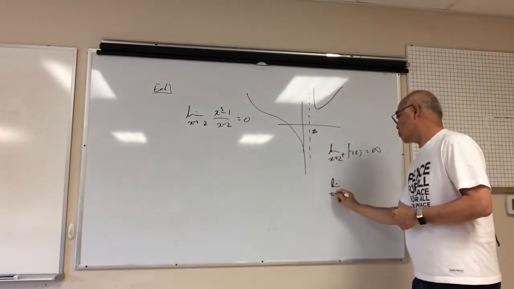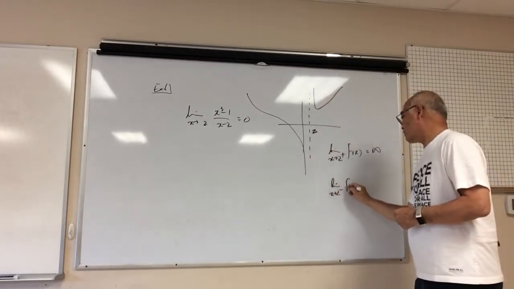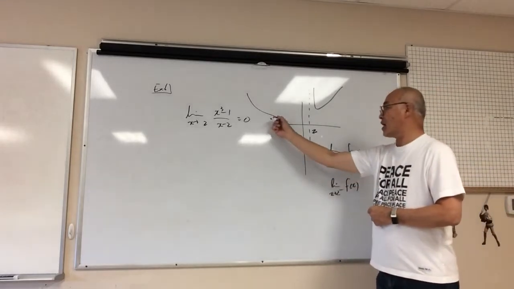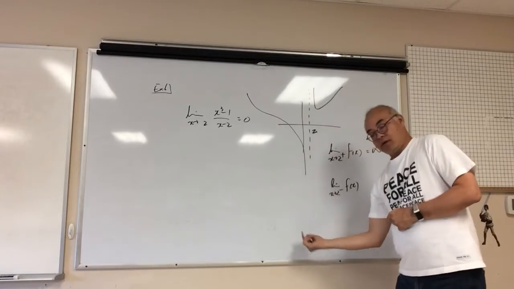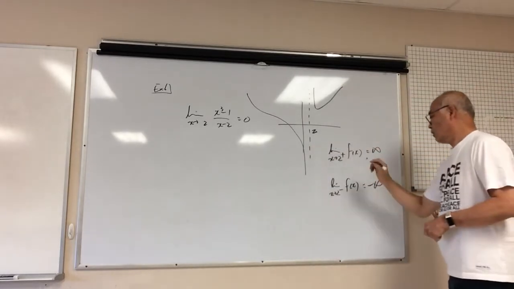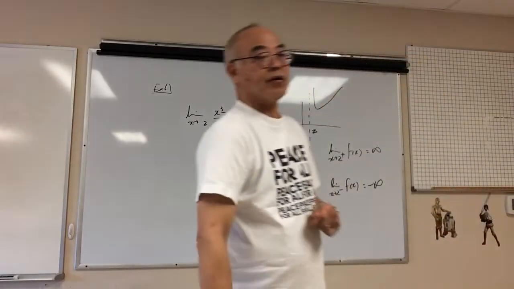Limit as x approaches 2 from the negative side, this is going to be negative infinity, correct?